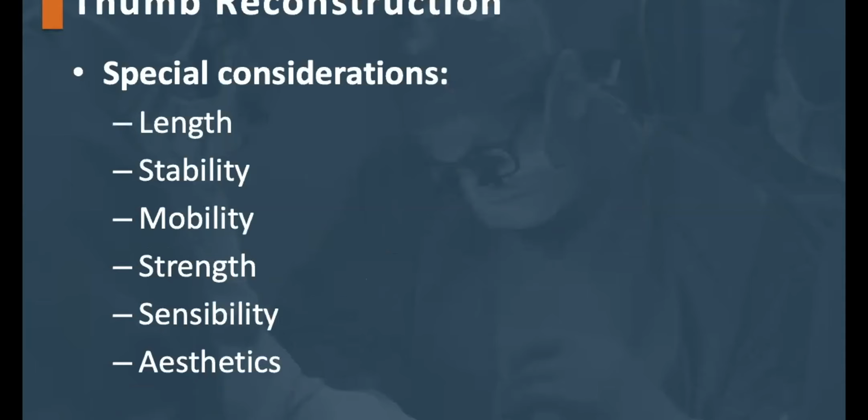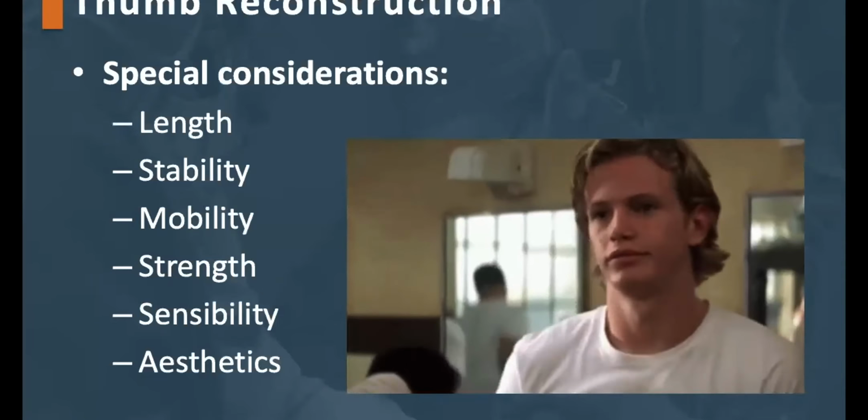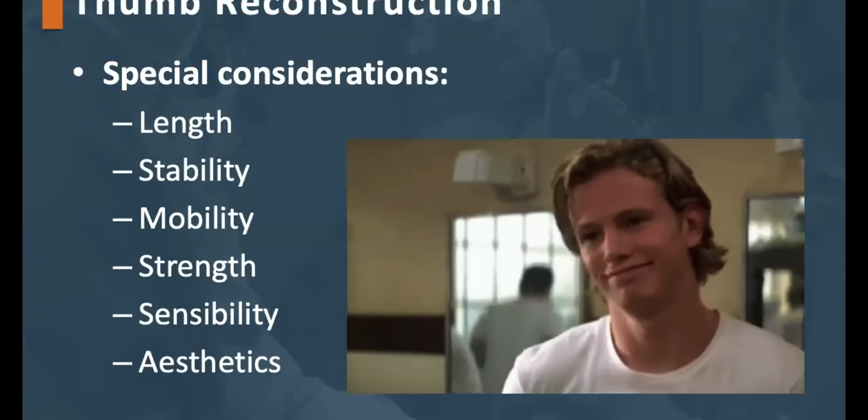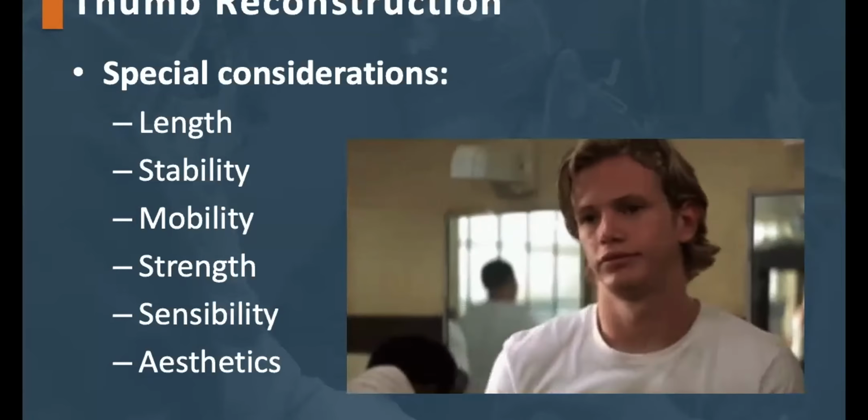So thumb reconstruction briefly, special considerations for thumb reconstruction: the restoration of length for opposition and the proper position of an abducted pronated thumb relative to the other digits, a stable thumb, a mobile thumb, strength for pinch and grip, and to have good sensation. So basically you want to restore a tall, stable, strong, sensitive thumb. You basically want your thumb to be like sunshine from Remember the Titans.